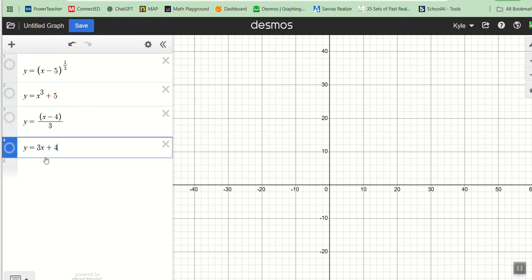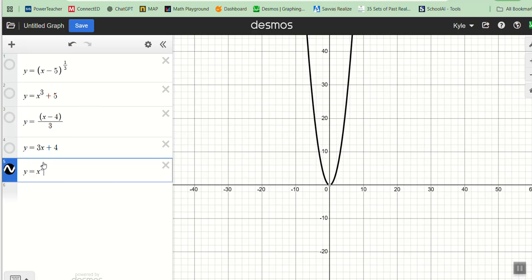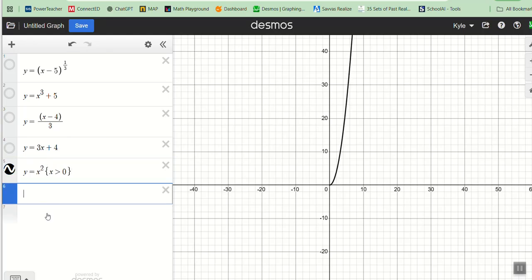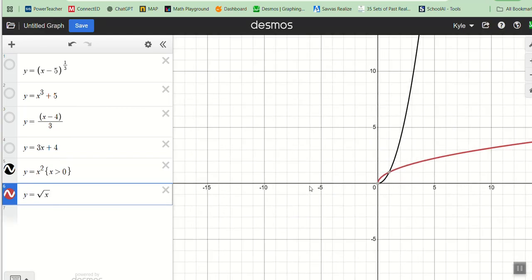Let's get another one. What if I did y equals x squared, but I told it, hey, let's just chill out here. Let's only pick x greater than 0. It seems weird, but maybe there's a reason I could do this. What's the inverse of a quadratic? Huh. They're mirrored.